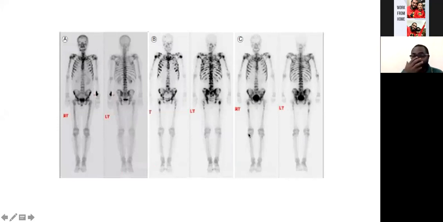So flare phenomenon is something you need to look at and be wary about whenever you are interpreting a bone scan. Do not attempt to interpret a flare phenomenon if you don't have at least 2 or 3 scans: the staging scan, the therapy scan, the post-therapy scan, and usually the 6-month scan.